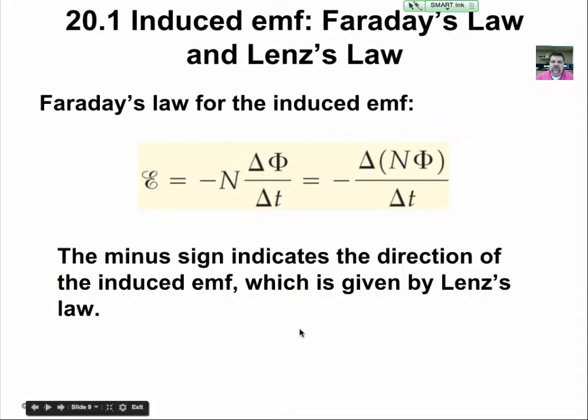So then Faraday's law for the induced EMF would be negative N, the number of loops, times the change in phi, or magnetic flux, all over the change in time. And we can clean it up and make it look like this. So the minus sign indicates the direction of the induced EMF, which is given by Lenz's law.